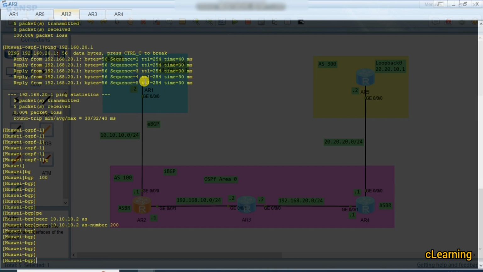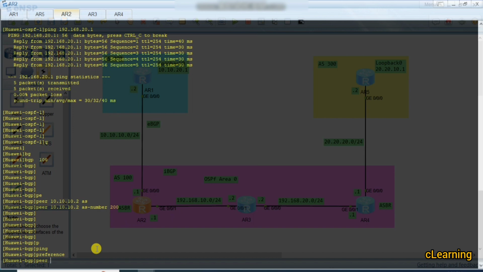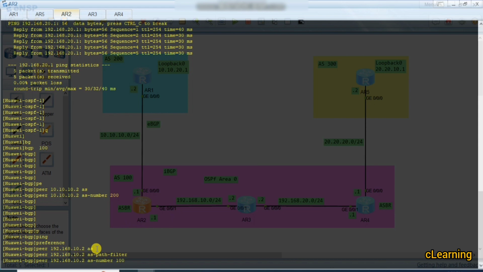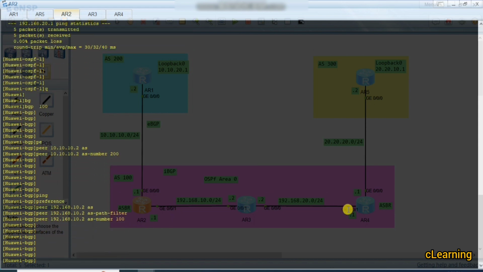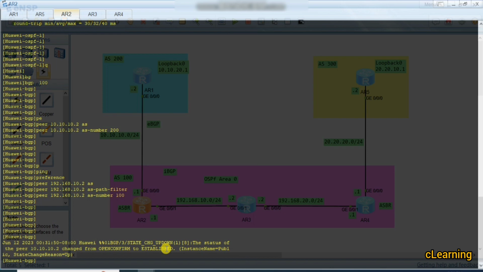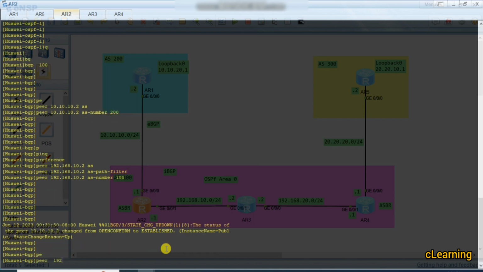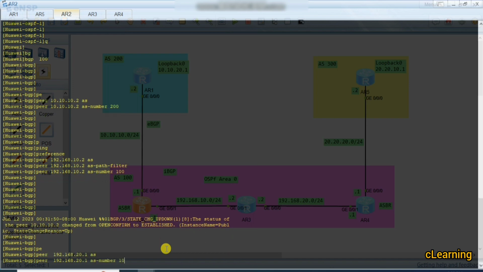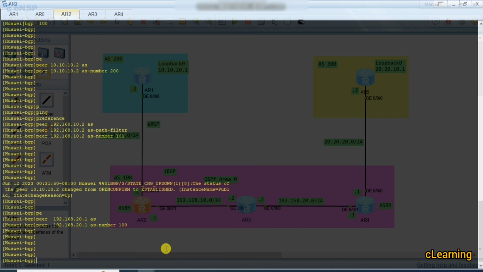We also have the iBGP peers here. On this router we have this iBGP peer within the same autonomous system. We define the iBGP peer in the same manner. Peer IP is 192.168.10.2 and the AS number is the same, 100. So this is the iBGP relationship. We also have another peer, which is this one, and we write the peer IP address 192.168.20.1 and AS number is the same, 100. So we create the iBGP peer.